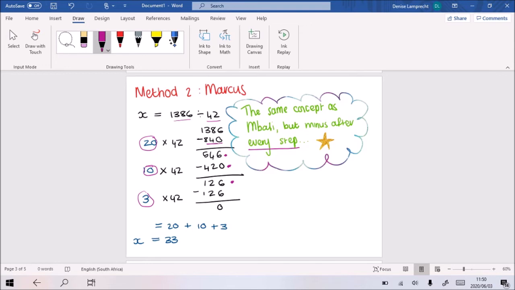How to get to my answer? I must add up what I multiplied with. I multiplied with 20. I multiplied with 10. And I multiplied with 3. So it's 20 plus 10 plus 3. My answer will be 33.